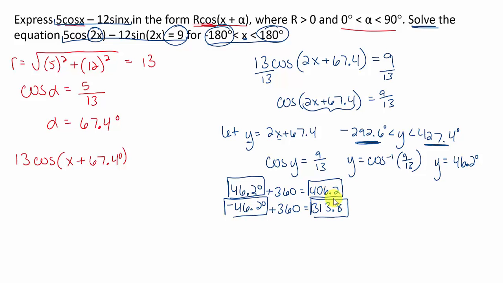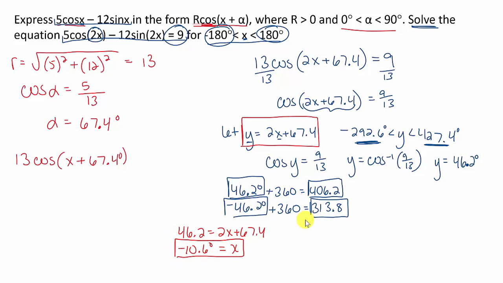So the problem now, and I'm very close to the end, but the problem now is that I need to change these back to x values. So I'm going to take this equation that we wrote, and basically I'm going to plug each one of these in for y. So I'm going to say 46.2 is going to be equal to 2x plus 67.4, and I'm going to solve for x. Okay, and so when I solve for x on this one, I get negative 10.6 degrees. And I'm going to do that for each one.